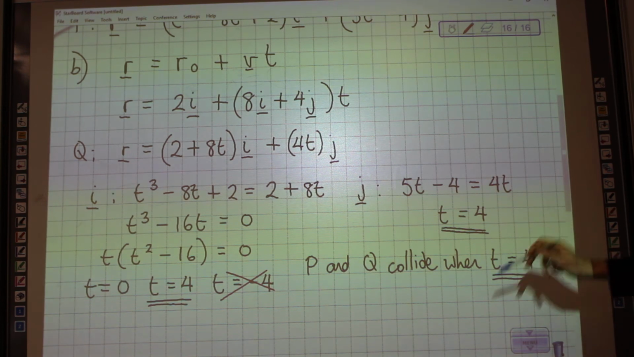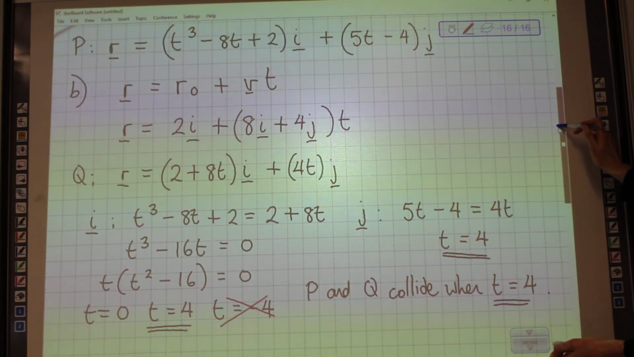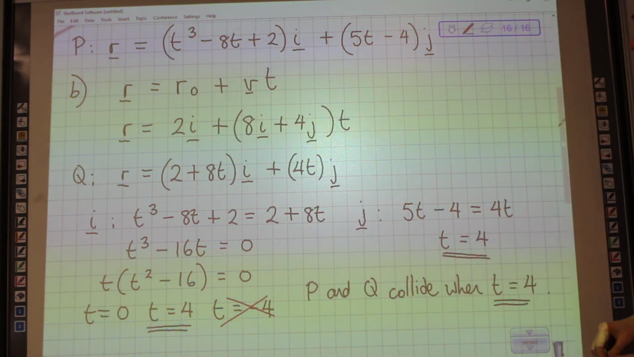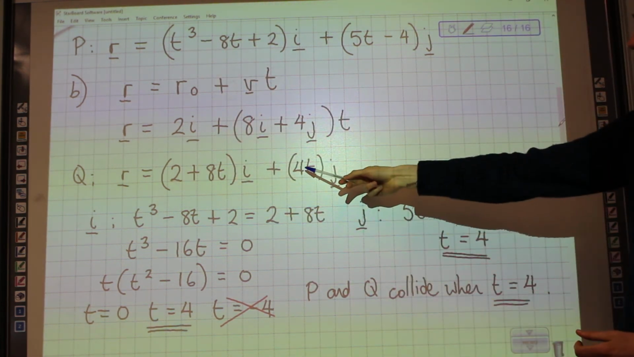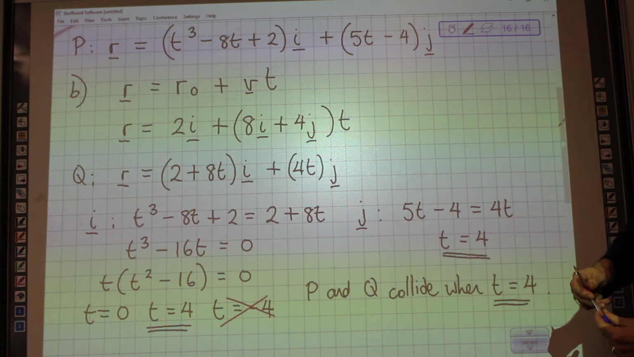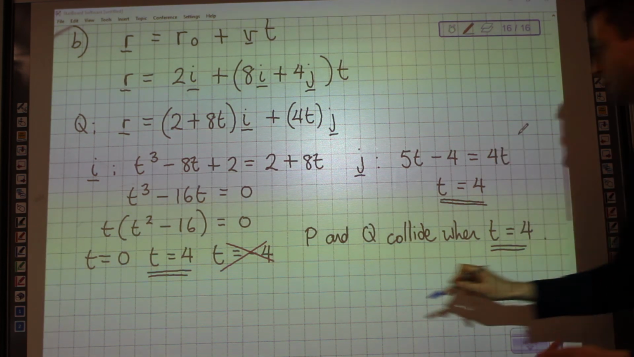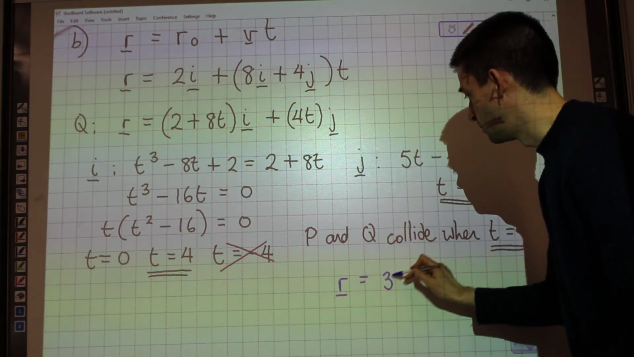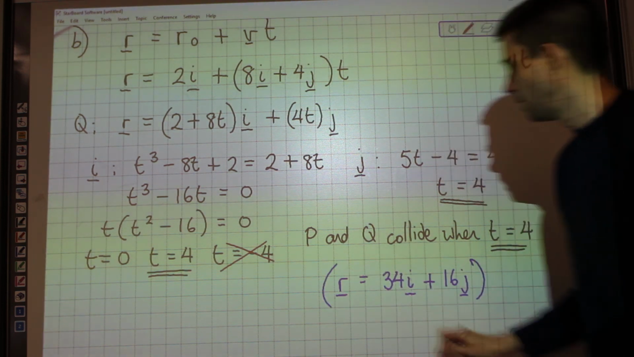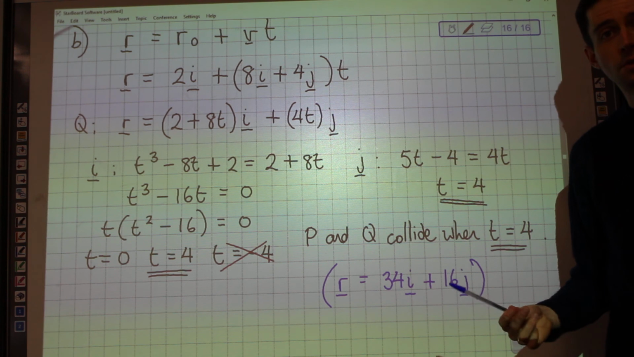We could check that. If you substitute in t is 4 to the i component here, you get 34. If you substitute t is 4 into the i component here, you also get 34, so same i. If you substitute t is 4 into the j component of q, you get 16. And if you substitute t equals 4 into the j component of p, you also get 16. So we don't need to state this as part of the solution, but we could say that the position vector where they collide is 34i plus 16j, because we've shown that that's what's happening. So there we go. Thank you very much.